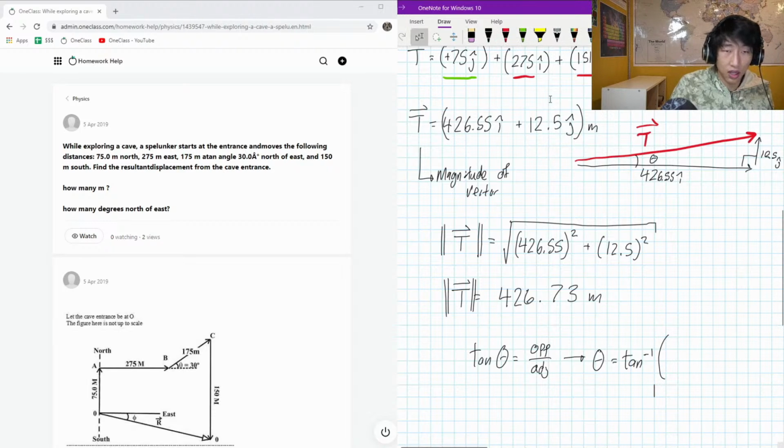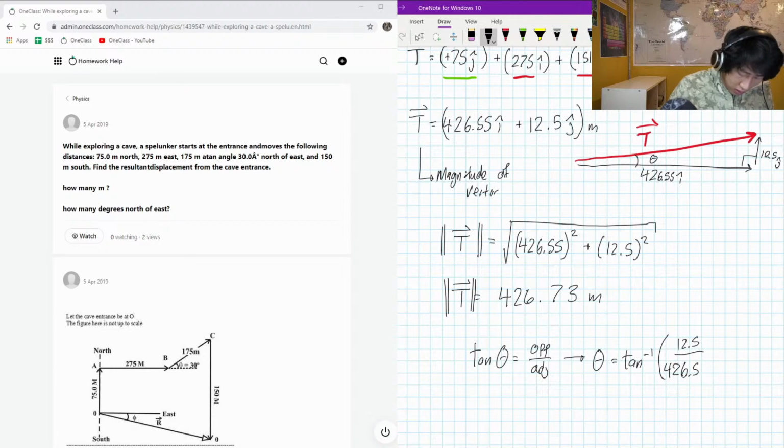So the opposite in this case is 12.5. That's the j component, the vertical or north-south component. Okay, so 12.5 divided by adjacent 426.55. Send that through the inverse tan, also known as arctan, and let's see what that is. So 12.5 divided by 426.55. The result of this calculation I got is theta is equal to 1.68 degrees, and it is going to be this way.